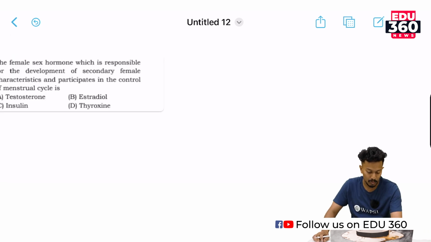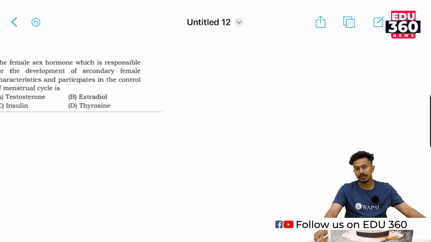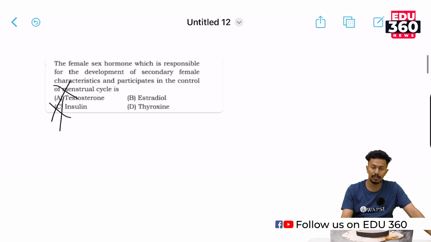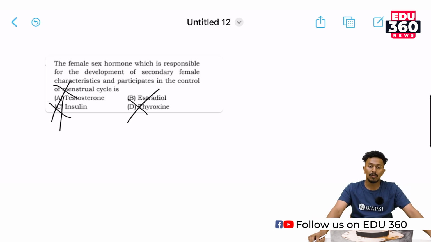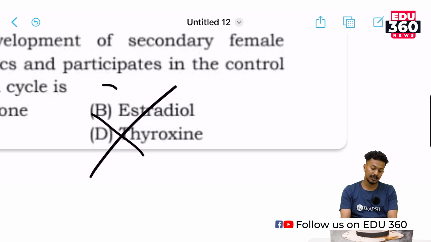The female sex hormone which is responsible for the development of secondary female characteristics and participates in the control of the menstrual cycle is what? We do know that testosterone is not a female sex hormone, it's a male sex hormone. Not insulin either. Insulin is a hormone produced by the pancreas. No such reproductive organs are involved. Thyroxine is a hormone produced by the thyroid gland. And the last one, the odd one out, is estradiol. So that is the correct answer here.